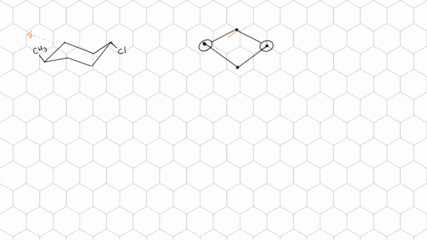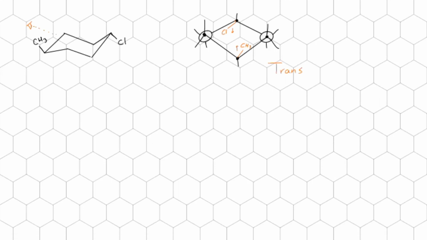As you see, the Cl is equatorial, so we draw it downward. And the methyl group is equatorial too, but since the carbon that has the methyl group has an axial going downward, the equatorial for this one is going to go upward. So as we draw it, one is going upward, the other one, Cl, is going downward. In this case, we call this a trans structure.